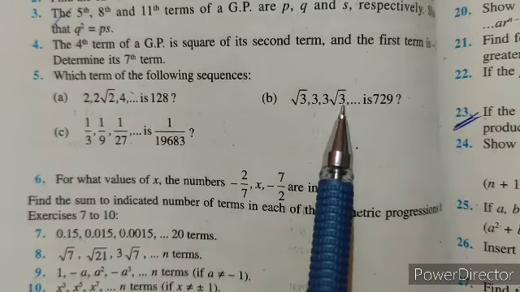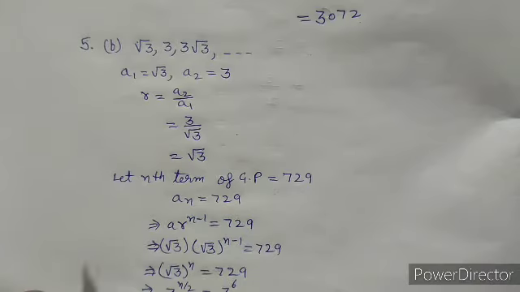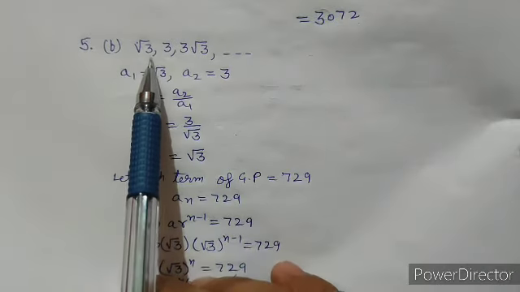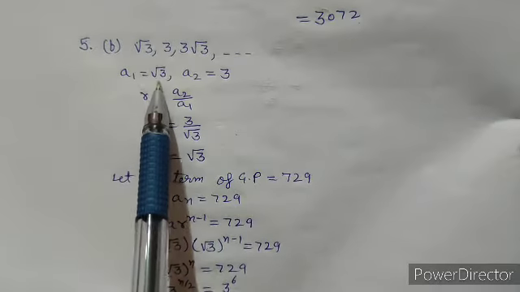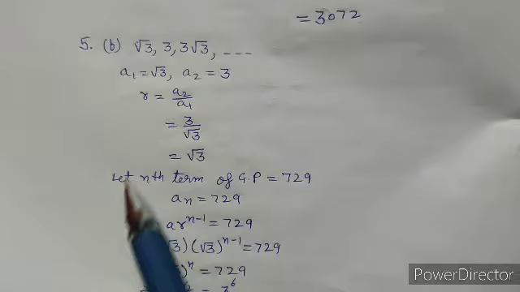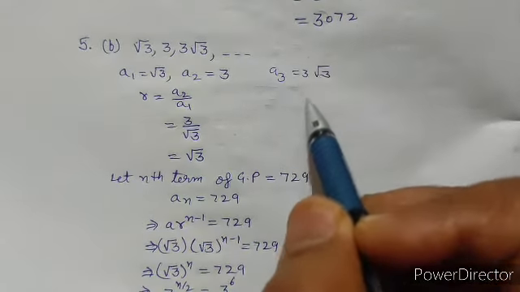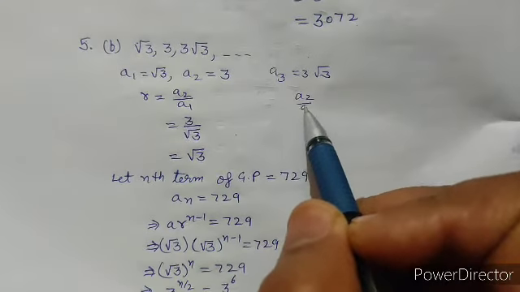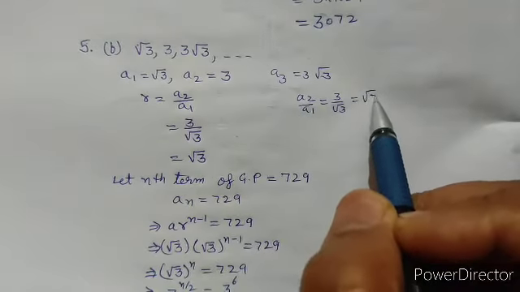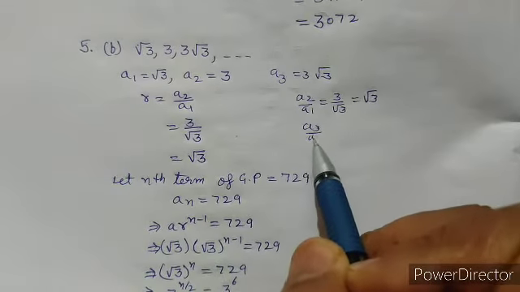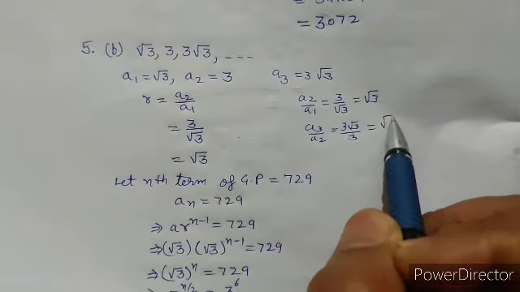Now in part B of question number 5, we have to find which term of the sequence root 3, 3, 3 root 3 is equal to 729. Now here the sequence is given to us as root 3, 3, 3 root 3 and so on. Here A1 is equal to root 3 and A2 is equal to 3 and A3 is equal to 3 root 3. As here A2 upon A1, that is 3 upon root 3, will be equal to root 3, and A3 upon A2 will be equal to 3 root 3 upon 3, and that will again equal root 3.